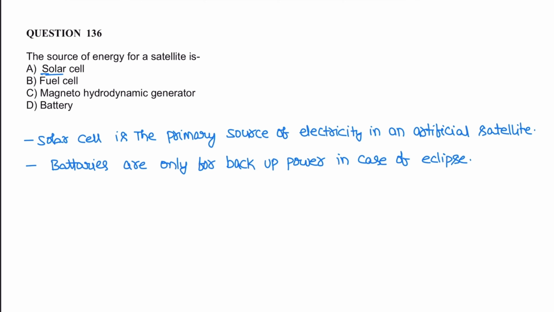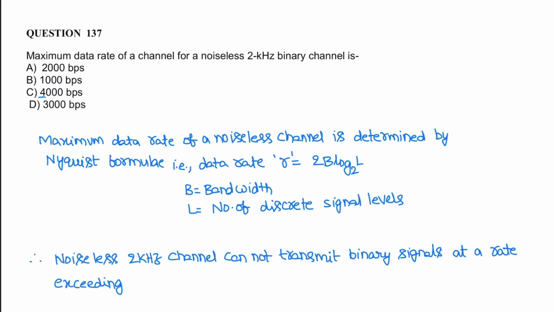Next question. The maximum data rate for a noiseless 2 kilohertz binary channel is, here they have given a binary channel, so the number of levels L is 2. The maximum data rate of a noiseless channel is determined by the Nyquist formula, and the formula is data rate R = 2B log L base 2. So here it is a binary channel, so L, the number of levels, is 2 and bandwidth is 2 kilohertz.